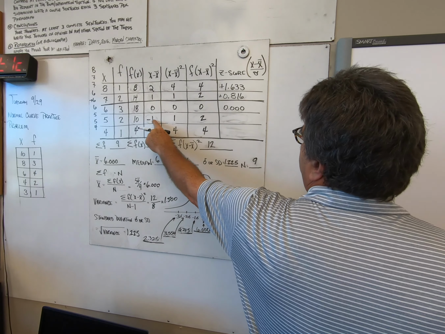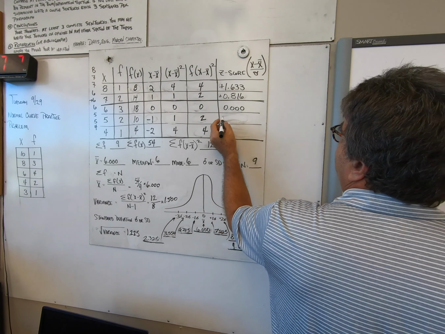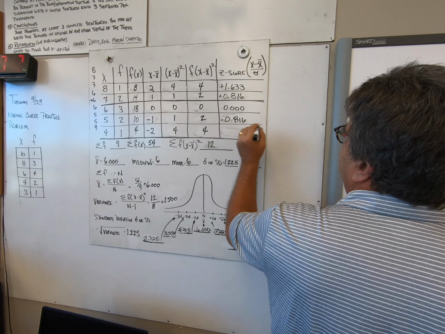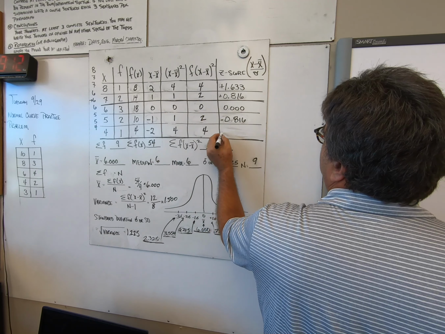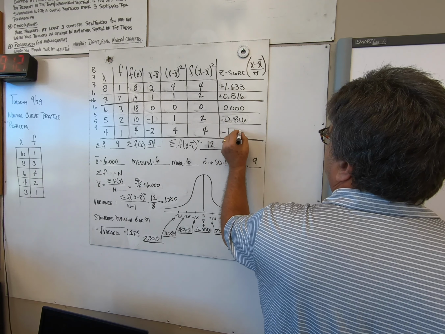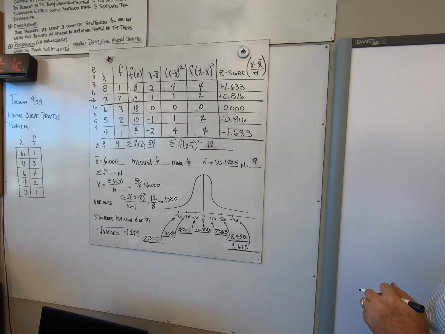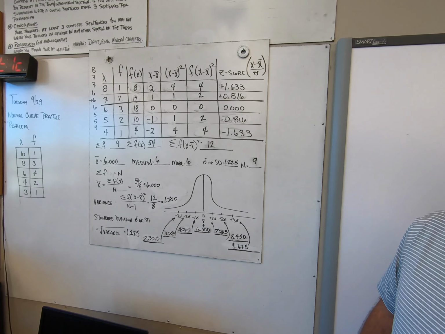Going the other way, negative 1 divided by 1.225 is negative 0.816. And then negative 2 divided by it is negative 1.633. And you're done. That's the grid. Now we can ask some questions about that.